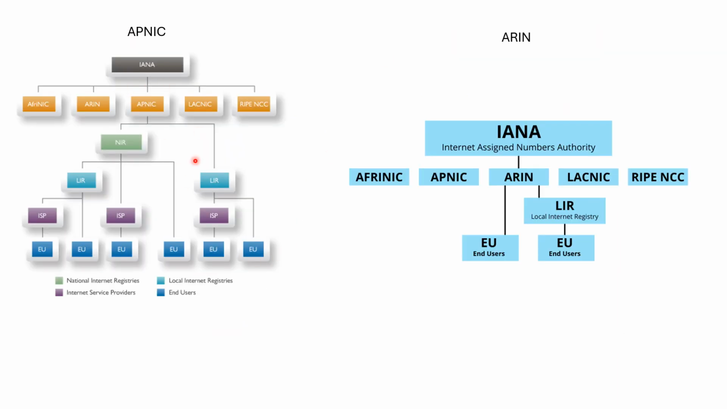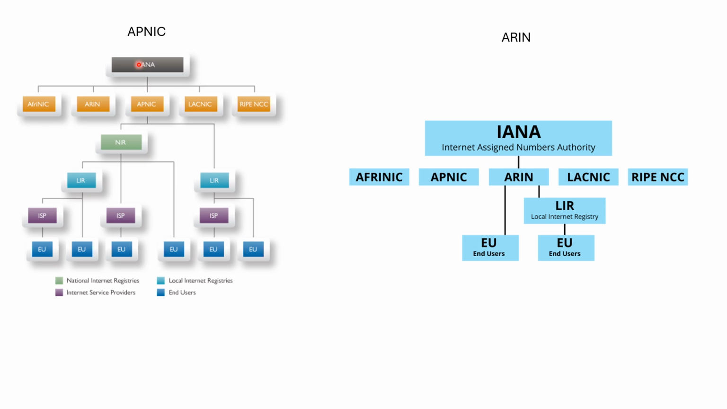You can see here we have two graphs, and this shows the hierarchy as to how the IPs are assigned, starting from IANA on top and up to the end user in both. On the left, you can see the graph from APNIC, which manages IP address allocation in the Asia Pacific and Australia region. And on the right, we have the graph from ARIN, which manages IP allocation in the North American region. You can note the difference in hierarchy in both.